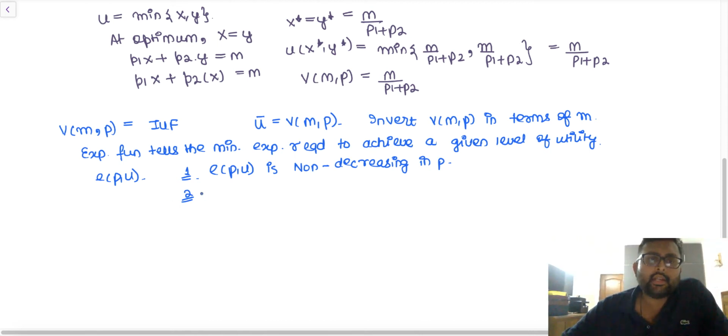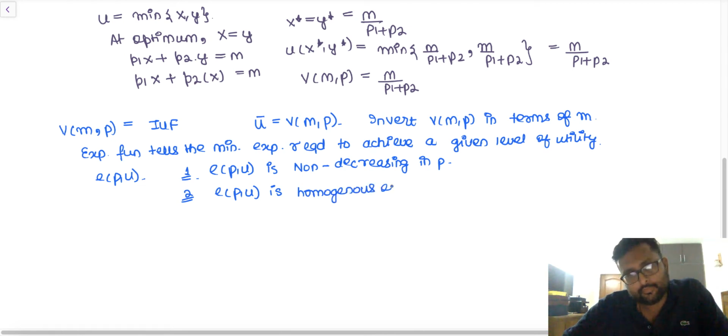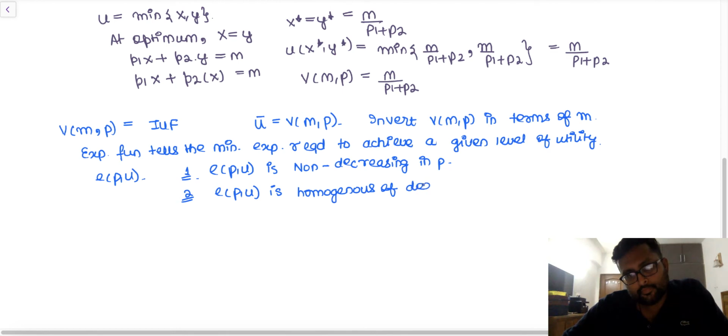The other thing is that in case prices double, then what do you think should happen to expenditure? It should also double, right? So again, I'm just stating these properties, not proving anything and not going into much detail. So the expenditure function is homogeneous of degree 1 in prices.